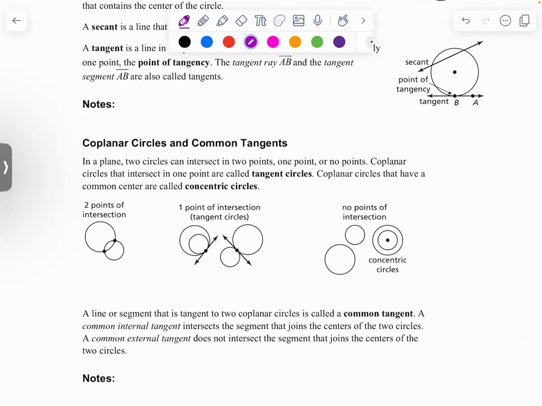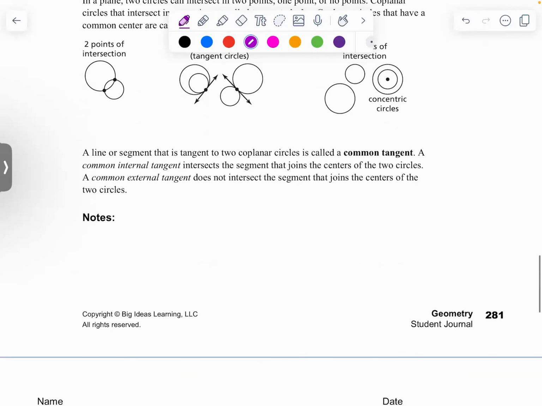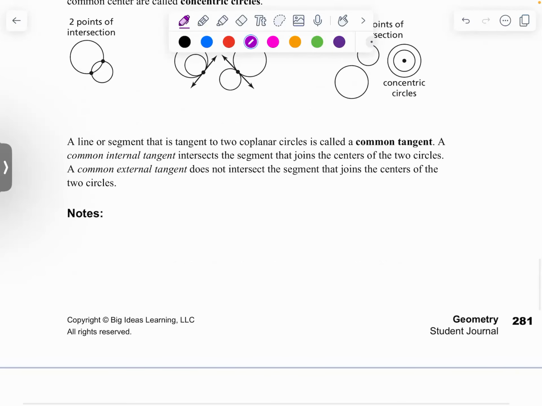Now, I want to focus in on the tangent again. Our tangent can do a lot of cool things for us. Number one, we know it makes a 90-degree angle with a radius. But then another cool thing is if we have a circle and we have a point not on the circle, if we draw tangents from that common point, those tangents are going to be congruent.